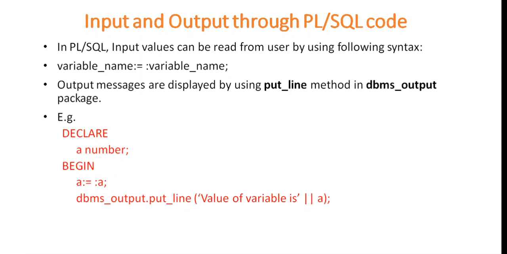PUT_LINE. DBMS_OUTPUT is a package in which the putline method is declared, and in the brackets we specify the message that we want to display. I want to display 'value of variable is', so this is a user-defined message, that's why it is given in single quotes, and the pipe operator is used to combine the user-defined message with the variable name. This is how we can display output to the user by using the DBMS_OUTPUT.PUT_LINE method, and the end keyword is used to end the block. So this is how input and output statements can be used in PL/SQL code.